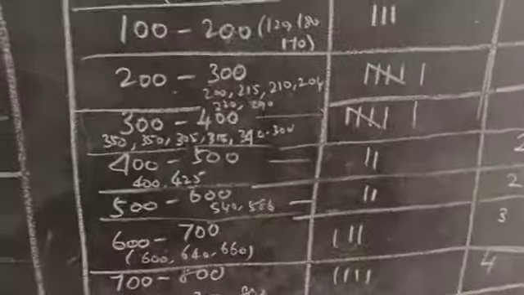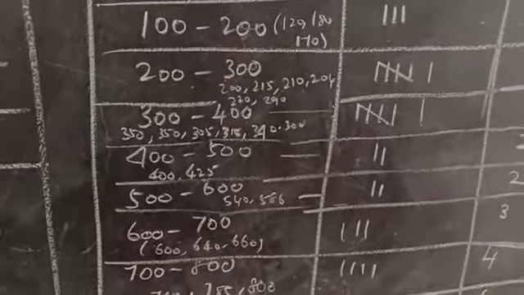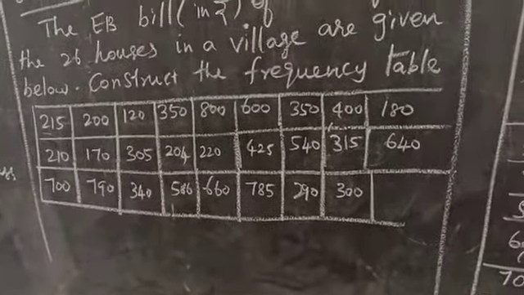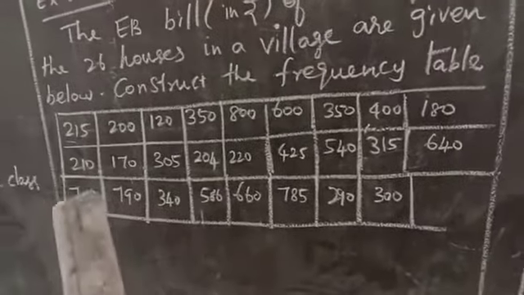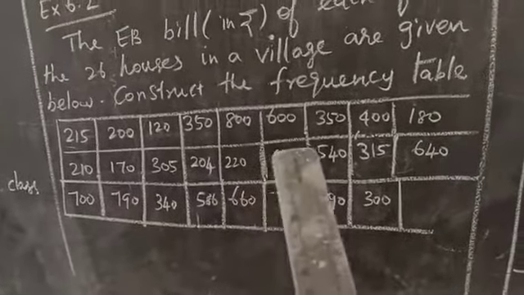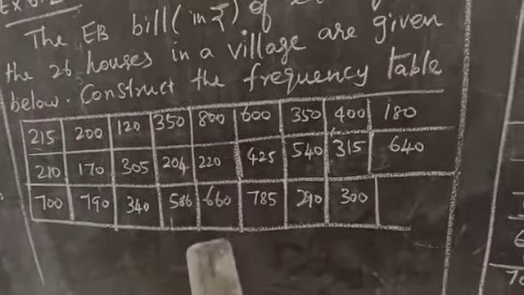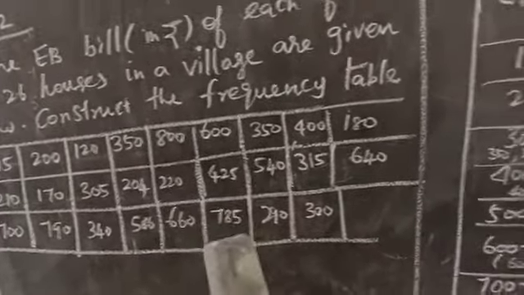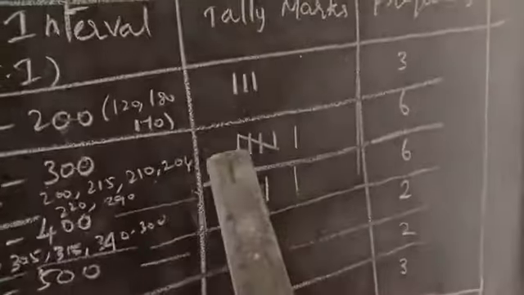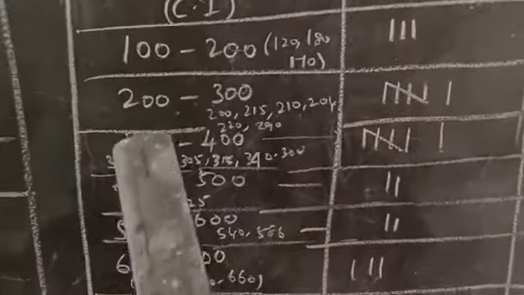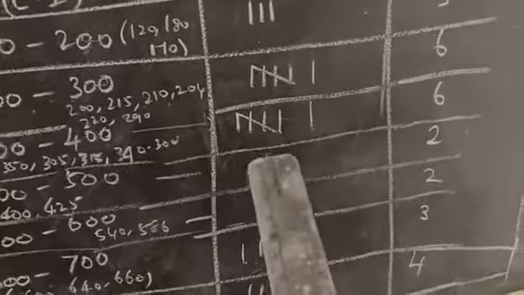Then 300 to 400. What are the numbers here? In 300 to 400, here we take 300 but do not take 400. Okay, so 350, you have 350 two times. So 350, 350, 305, 315, 340, 300. So there are 6 numbers. So 1, 2, 3, 4, 5, 6. Okay. So 300 to 400, frequency 6.